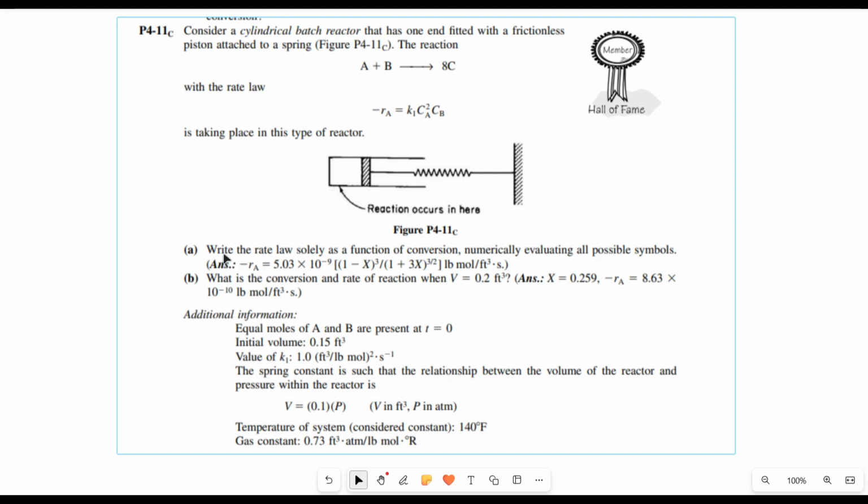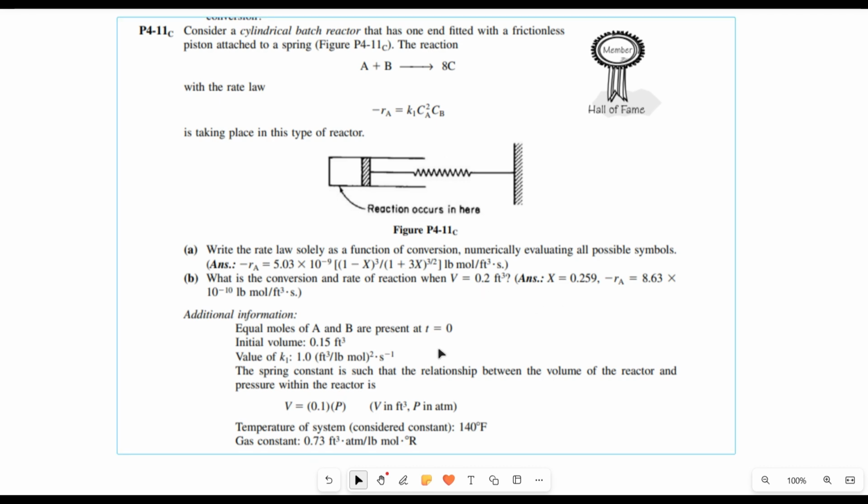And in this question, they have asked: write the rate law as a function of conversion, numerically evaluating all possible symbols. The answer is given. And part B: what is the conversion and rate of reaction when the volume is 0.2 feet cube? The answer is also given. Some additional information is also given. Equimolar amounts are present in the feed at time t equals 0. Initial volume, K1 is the reaction rate constant. The spring constant is such that volume and pressure of the reactor are related like this, and V must be in feet cube and P must be in atmosphere.